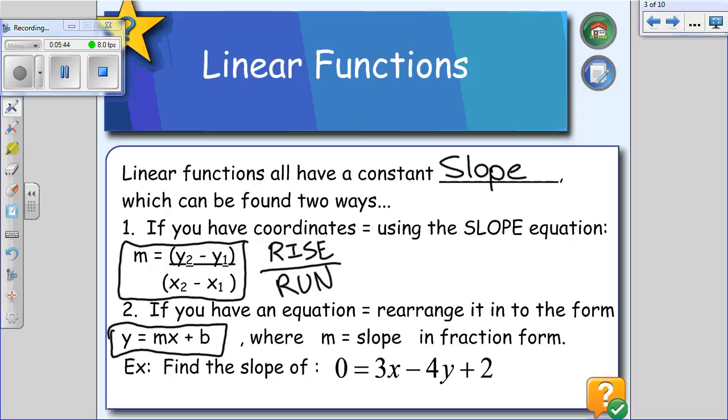If we look at this equation right here, go to the bottom. Example, find the slope. To find the slope of that equation, you need to isolate y by itself. So you would move the 4y over. So it was 4y. Look at everything. And then just divide everything by 4. And that would give you your slope and your y-intercept.